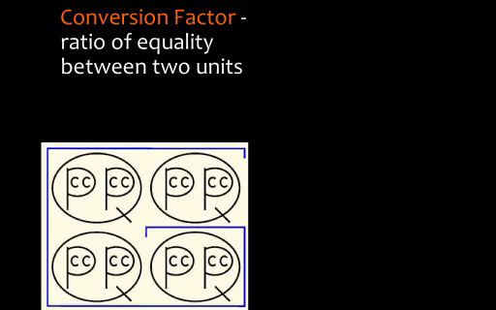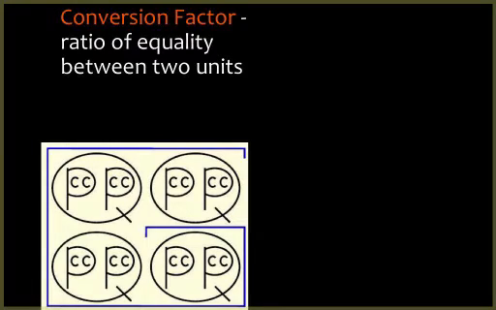So the first thing we want to look at when we talk about unit conversions are conversion factors. A conversion factor is a ratio of equality between two units. So there are two values that are equal to each other. If we look at this example, this is probably something you saw in grade school, where we talked about the cups and the pints and the quarts and the gallon.